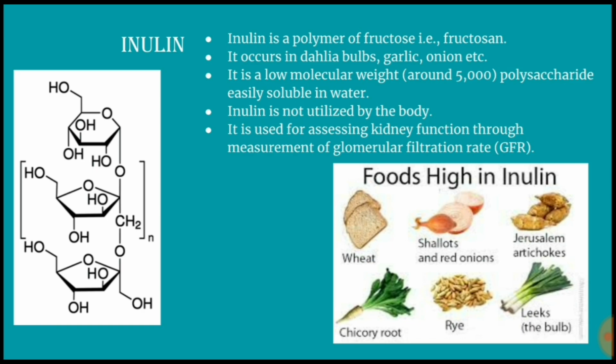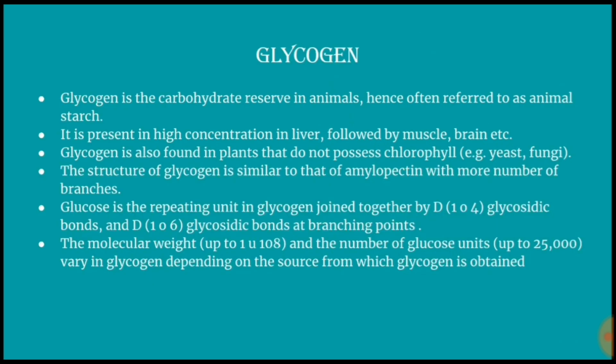Inulin can be utilized by the body and it can be used to assess the kidney function. The GFR rate could be investigated by using the inulin. Moving to glycogen. So glycogen is a storage reserve in animals.